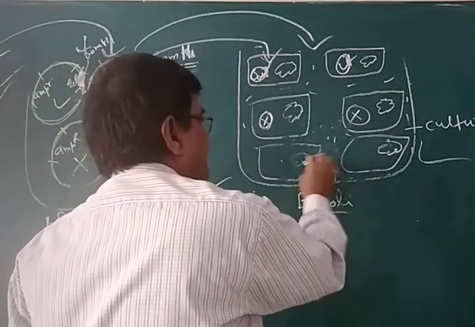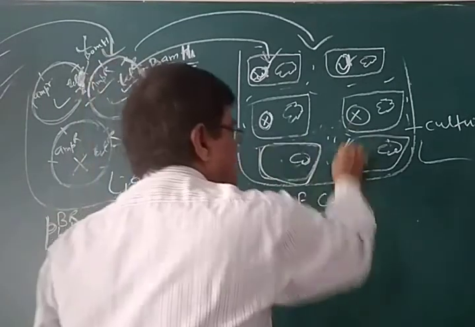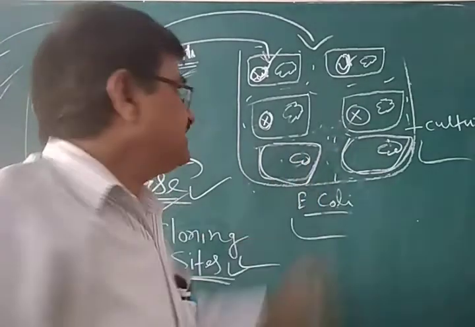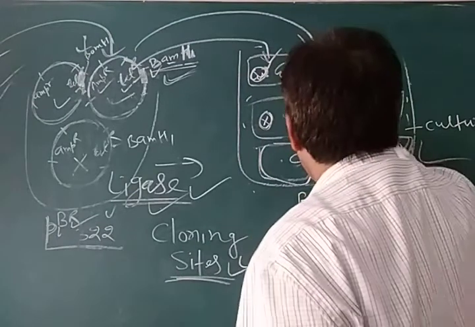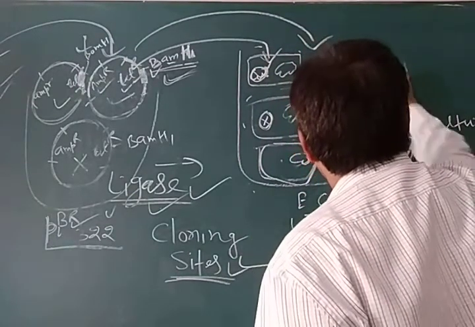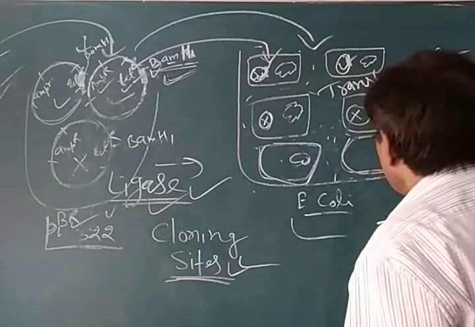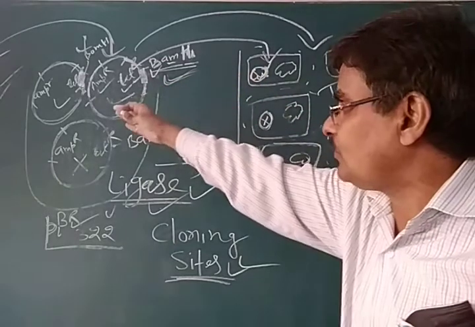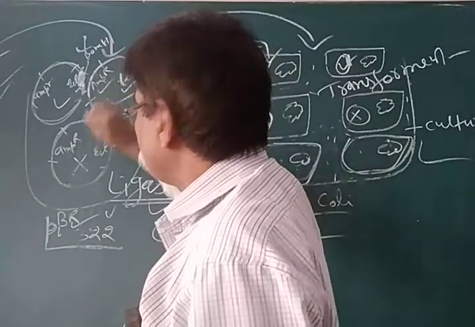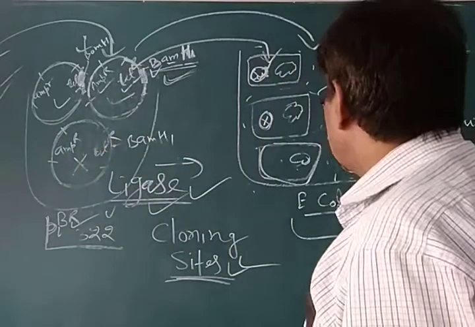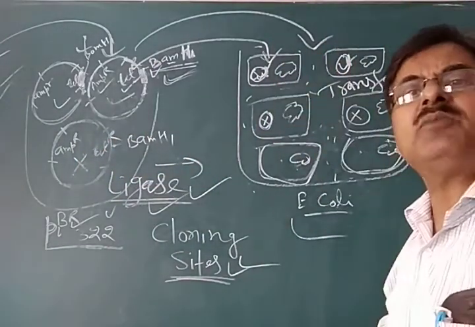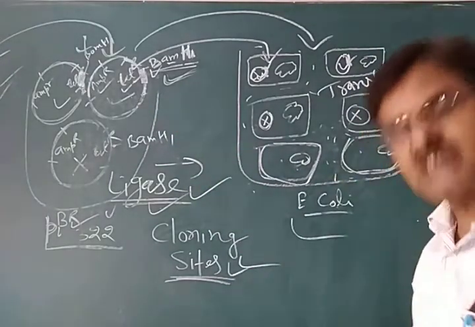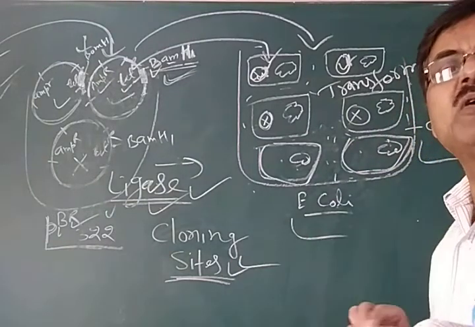It means in some bacteria the recombinant cloning vector will enter, but in some there are no cloning vectors. In some bacteria, the cloning vector, whether it is recombinant or non-recombinant, entered. So these are called the transformants. But in some bacteria there is no cloning vector, so they are the non-transformants.